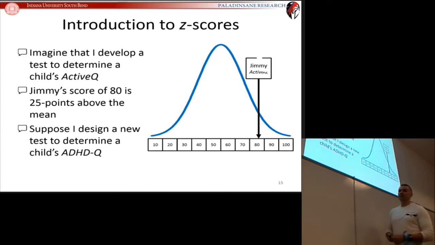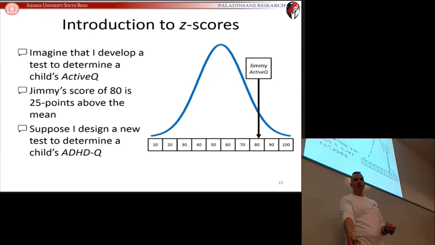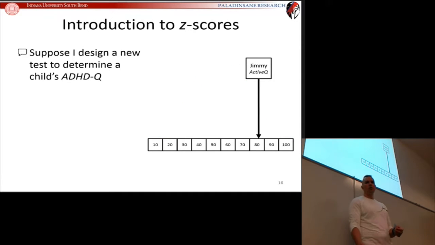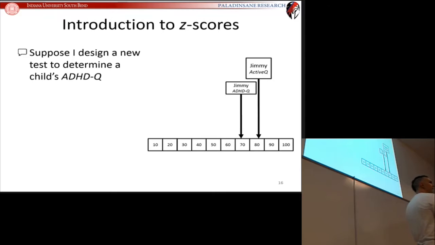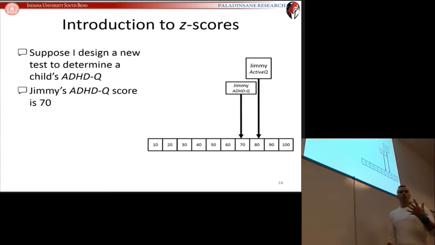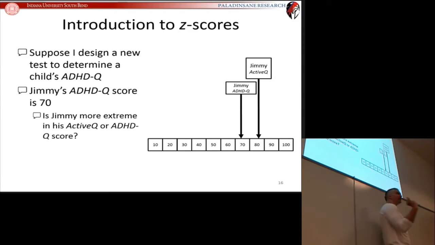And let's say that I give him this test, and there's his active Q score, and I give him this test, and there's his ADHD Q score. So he scored 70 on the ADHD Q. What does that actually mean? What does 70 mean? Is Jimmy's score on the ADHD Q more extreme than his active Q score? Or is his active Q score more extreme than his ADHD Q score?